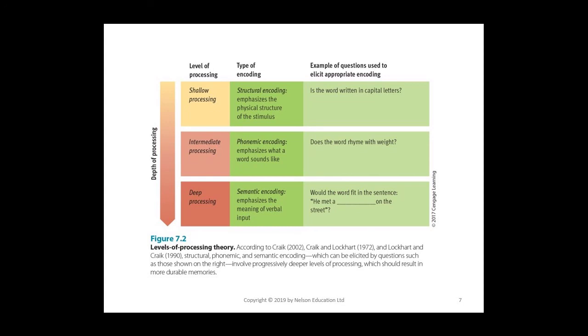Further analysis may result in phonemic encoding, which emphasizes what a word sounds like. So phonemic encoding involves naming or saying, perhaps silently, the word. Finally, semantic encoding emphasizes the meaning of verbal input and involves thinking about the objects and actions of the words and what they represent. And this levels of processing theory proposes that deeper levels of processing result in longer lasting memory codes.